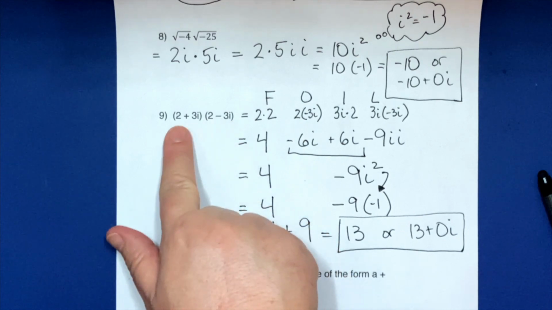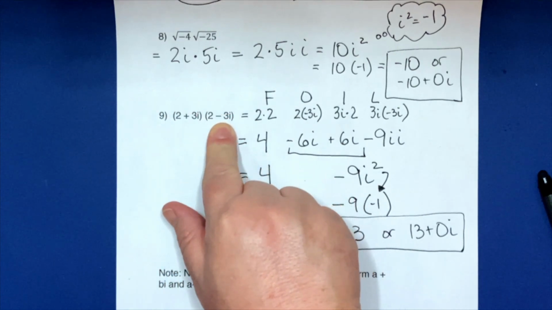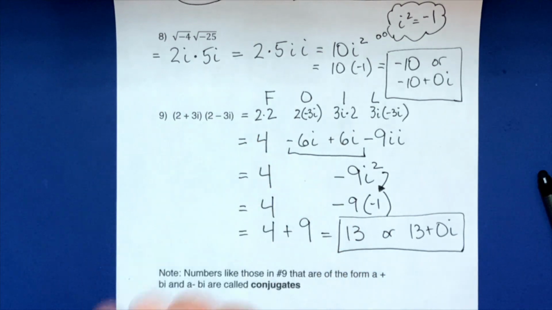When they look like this, when one's 2 plus 3i and one's 2 minus 3i. So we've got that, usually the difference of squares. These are going to be called complex conjugates. I've got a whole video about complex conjugates coming up. So we'll do a bunch of stuff with that.